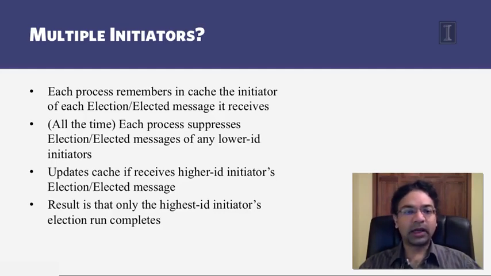So this essentially means that if there are multiple initiators in the group, only the highest ID initiator will have its election complete, and therefore that will lead to exactly one leader. All the other elections called by lower ID initiators will be suppressed and they will never complete. Okay, so this supports multiple initiators and it still guarantees safety using our ring-based approach.